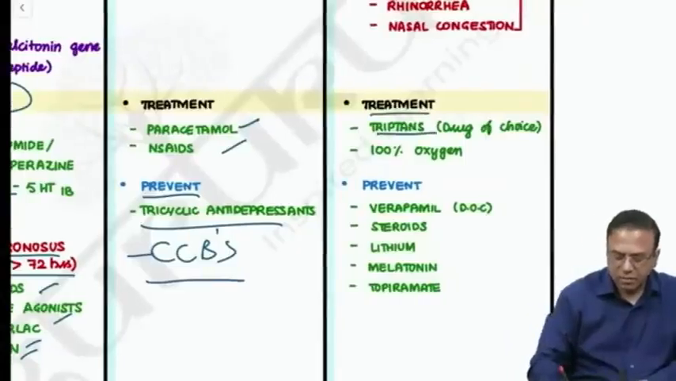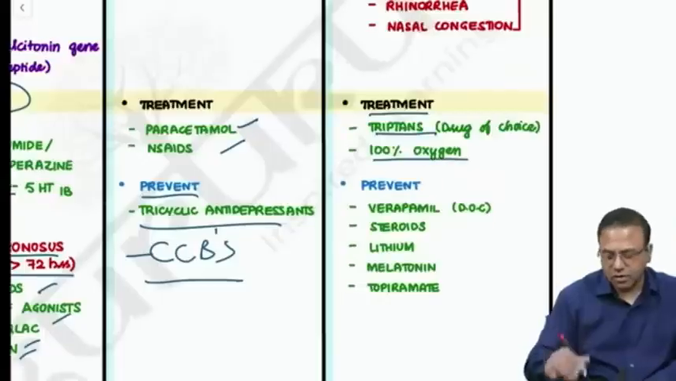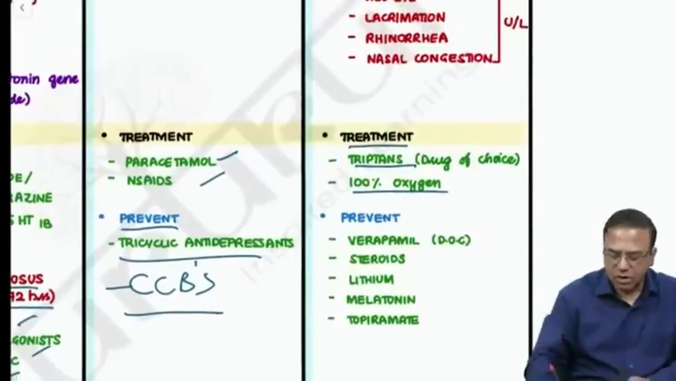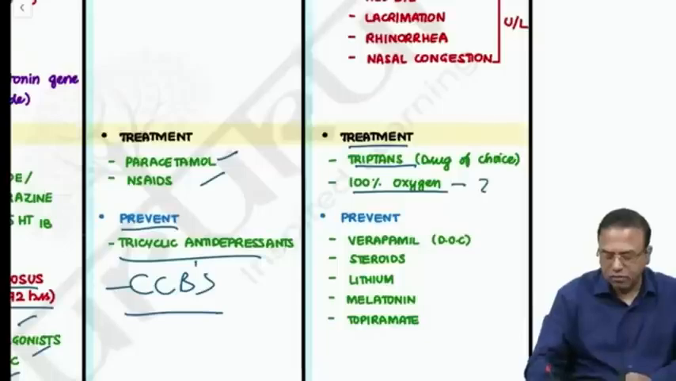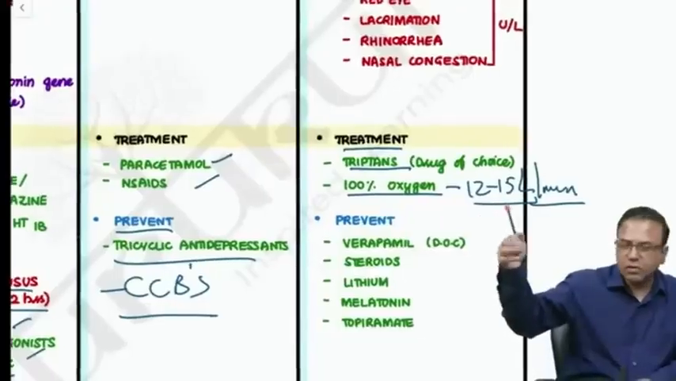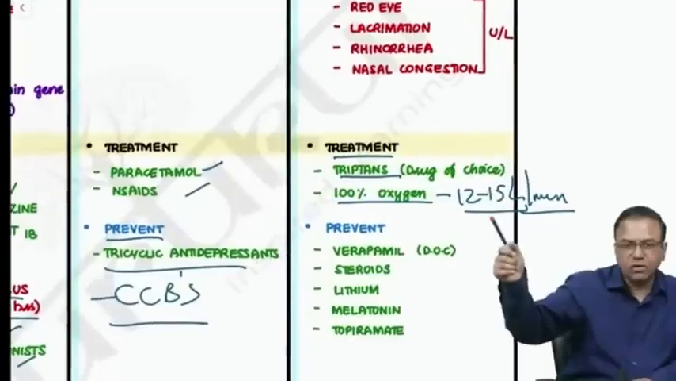Cluster headache is treated with triptan and 100% oxygen. Now here is the trick. AIIMS asked a question and they said triptan was one choice, 100% oxygen, but they said 3 to 5 liter. You should give 12 to 15 liter per minute. Only then it will work. So it should be very high flow oxygen. 3 to 5 liter oxygen will not work. So you have to use high flow oxygen.